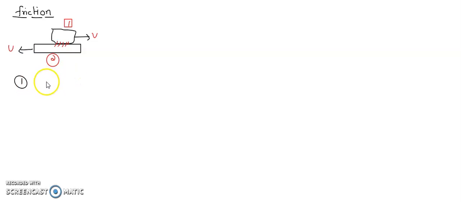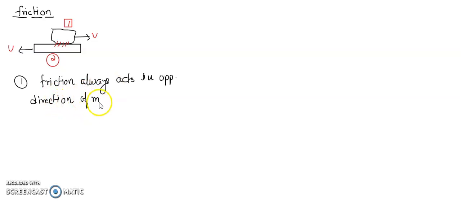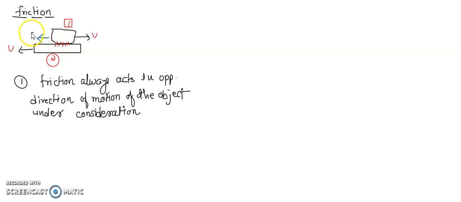The first point is that friction always acts in the opposite direction of motion of the object under consideration. So this object is moving on this side, so friction for this object will be in this direction. We can show it by small f.